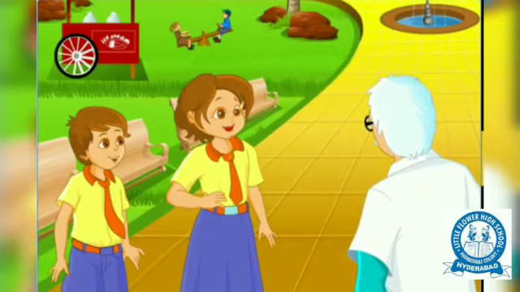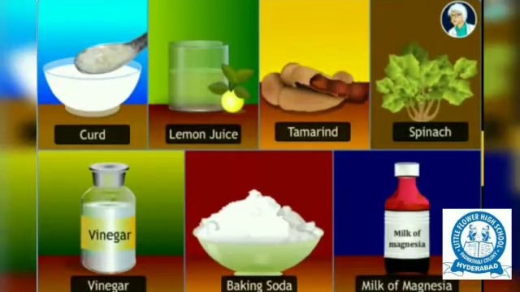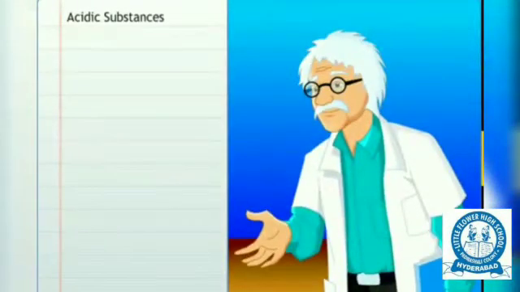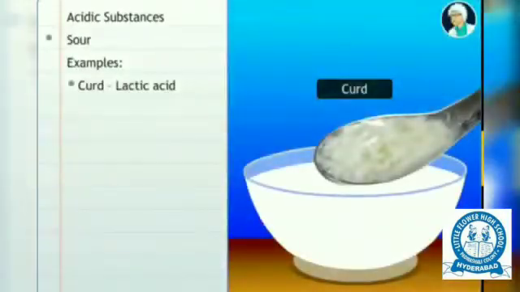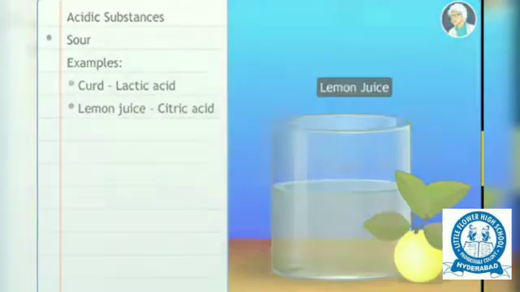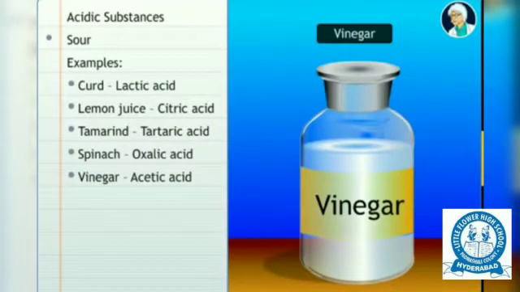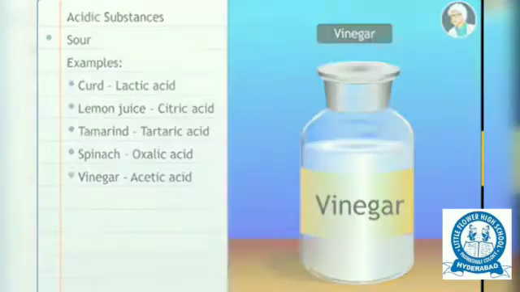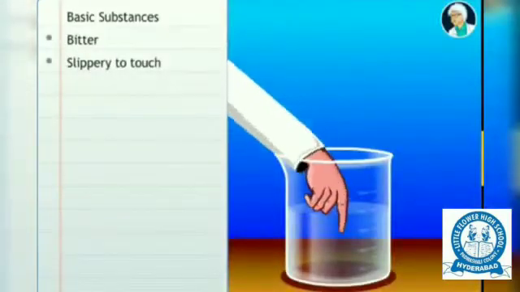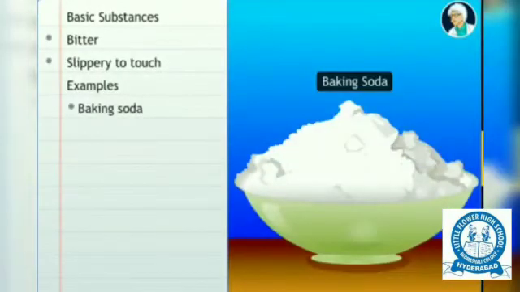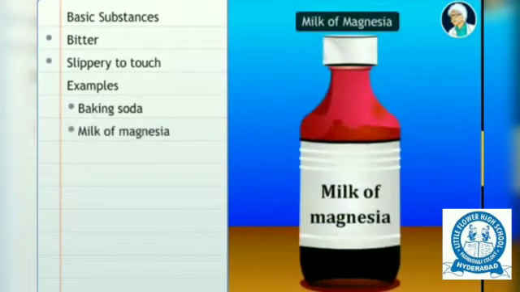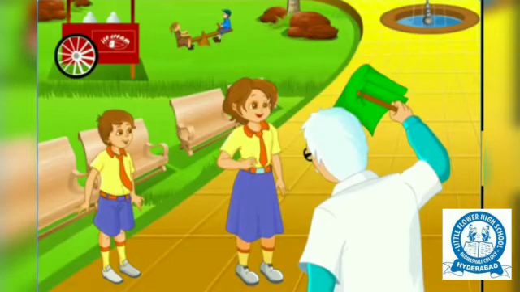In the start, you will need to know what acids and bases are. Let me explain. Many substances that you encounter in your daily life have different properties. One major difference between substances is whether they are acidic or basic. Acidic substances taste sour. Some examples are curd, lemon juice, spinach, and vinegar. These contain natural acids. Basic substances taste bitter and feel slippery to the touch. Some examples are baking soda and milk of magnesia. All right, get, set, go!